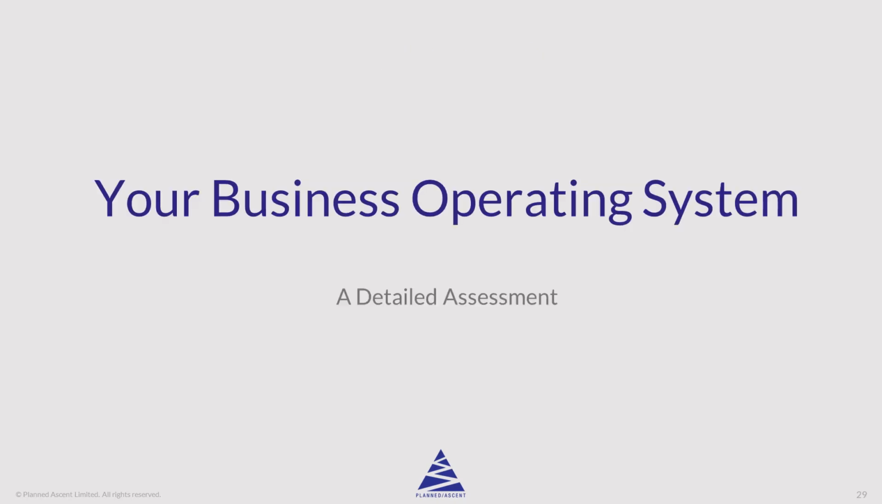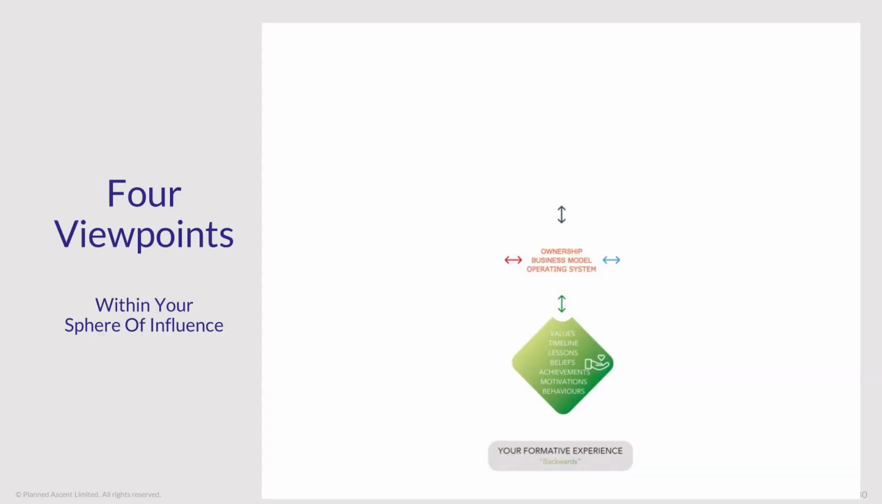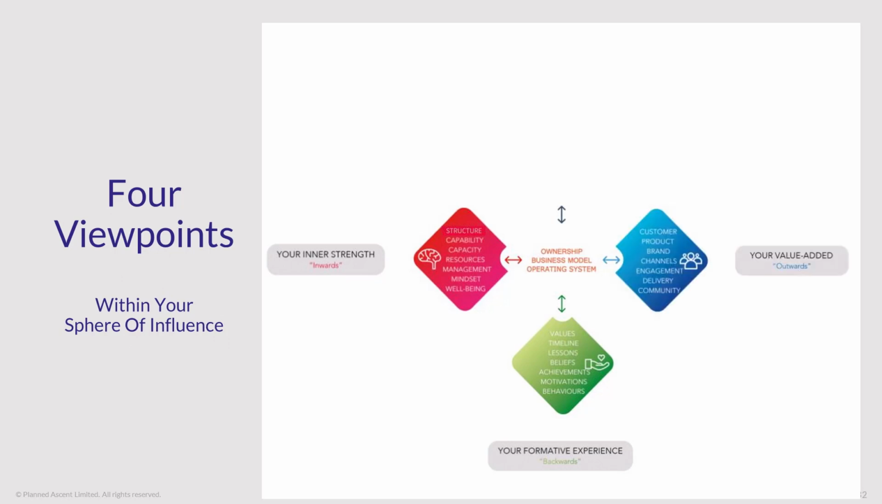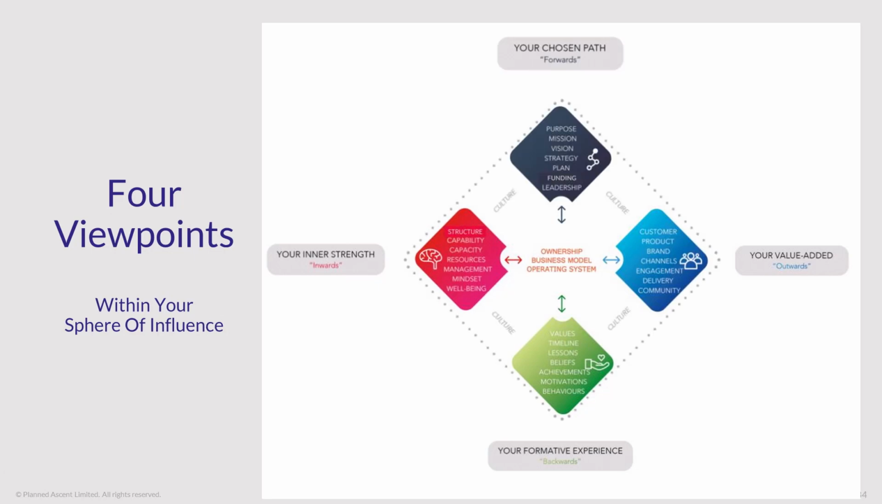Your business operating system, a detailed assessment. Next, the framework breaks down your operating system in more detail. It looks first at those elements that are within your sphere of influence and groups them into 4 viewpoints. It invites you to assess your operating system by looking backwards at your formative experiences to understand how they've shaped your business, inwards at how well your business is structured, managed, and resourced, outwards at the value added it creates and for whom, and forwards at where it's heading and its chosen path to get there.